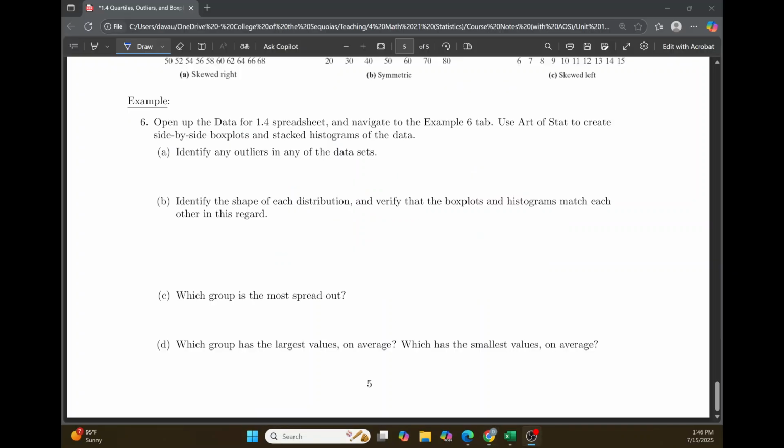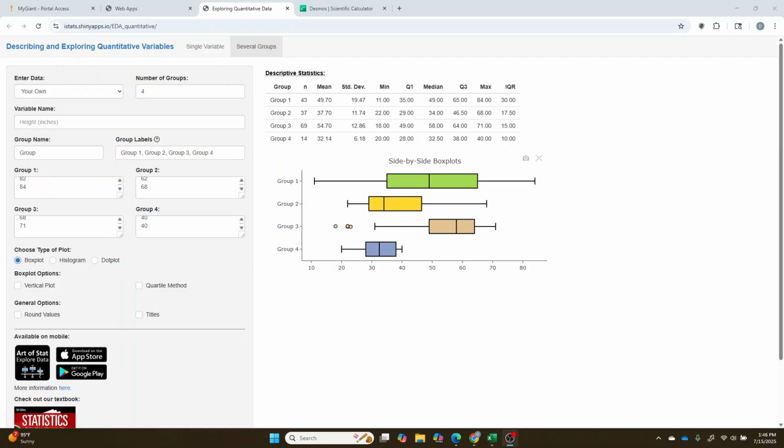Let's see what we're asked to do here. Part A says identify any outliers in any of the data sets. Well, I'll let you pause the video and do that. Here's my solution. Group 1 clearly doesn't have any outliers. Group 2 doesn't have any outliers. Group 3 has a whole bunch of outliers down here. And then group 4 doesn't have any outliers.